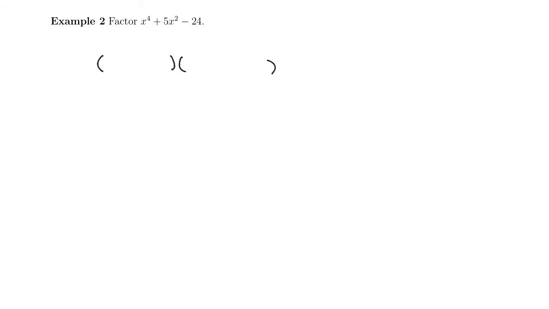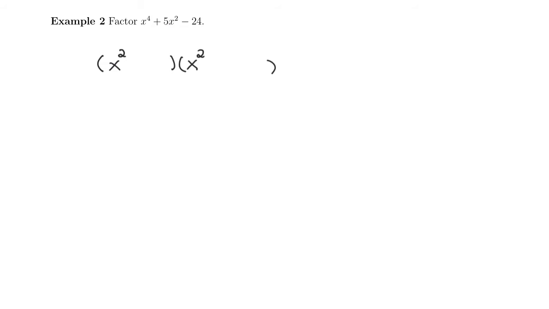Well, if you start with just an x and an x, I know that's not going to work because it only gives you an x squared. So if I increase the exponent on both of these to x squared, now it should work out, because we'll have x squared times x squared, which would give me my x to the fourth, and the middle terms should have an x squared associated with it.